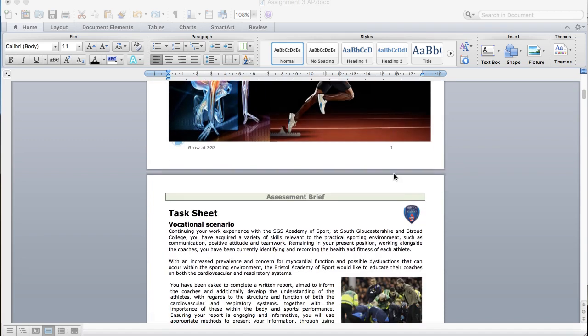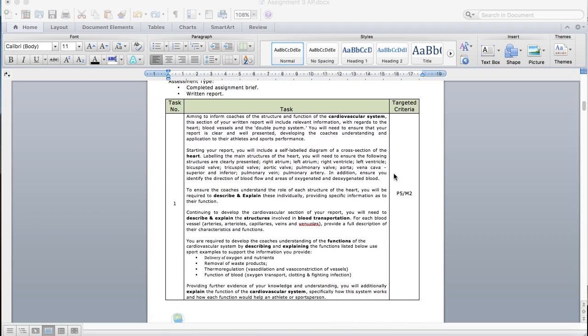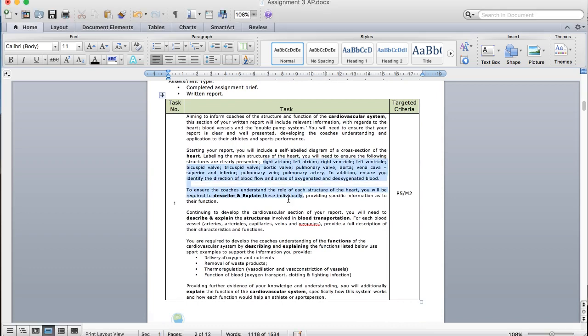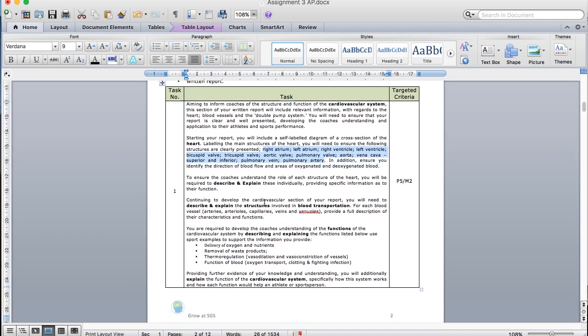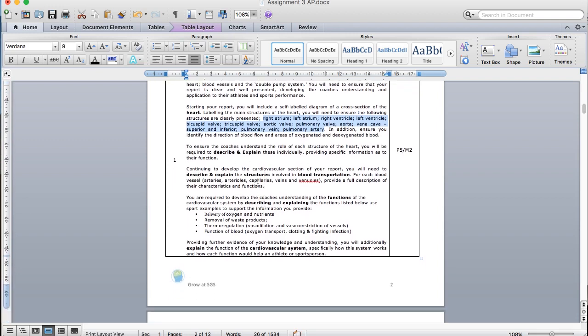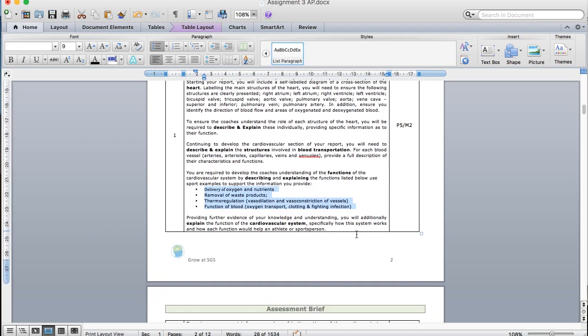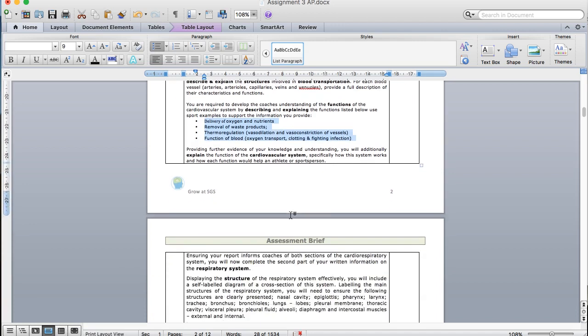Here's the criteria, and I'll talk to you about it. Effectively, the first bit talks about labelling the diagram of the heart. It's got to be a hand-drawn label diagram, and it's got to label all these components here. You then need to describe and explain each of these components. You then move on and you describe and explain the blood vessels. Okay, so arteries, arterioles, capillaries, veins, and venules. And then you describe and explain the functions of the cardiovascular system. Where you can, link sports examples where possible.